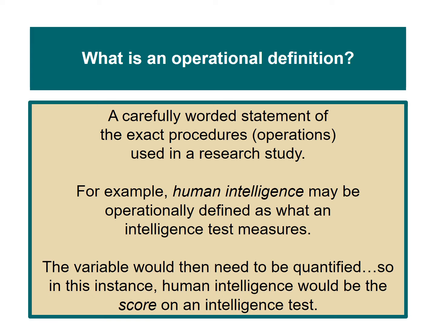This is huge and it's all over the AP Psych exam. So go ahead and highlight this, put stars around it. Not that the other stuff wasn't important, but this is really foundational to understanding what's to come as far as experimental design goes. So an operational definition is a carefully worded statement of the exact procedures or operations used in a research study. For example, human intelligence may be operationally defined as what an intelligence test measures. The variable would then need to be quantified. So in this instance, human intelligence would be the score on an intelligence test. So with an operational definition, you're making it very specific and quantifiable.